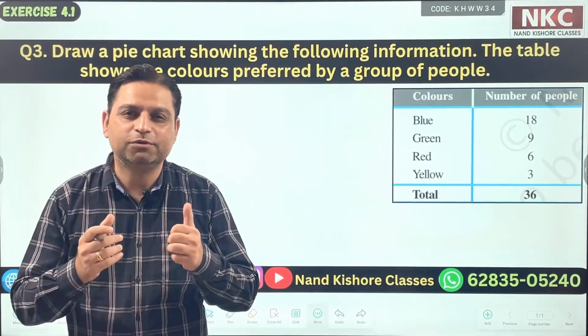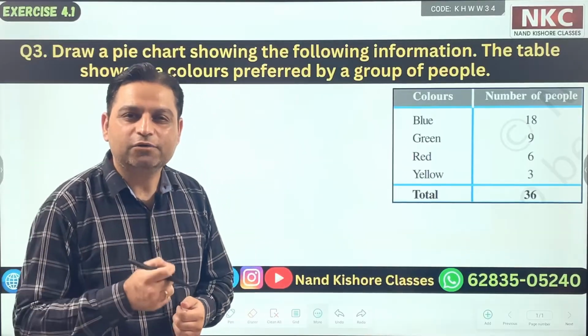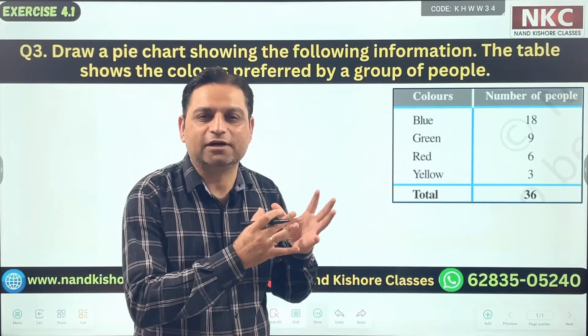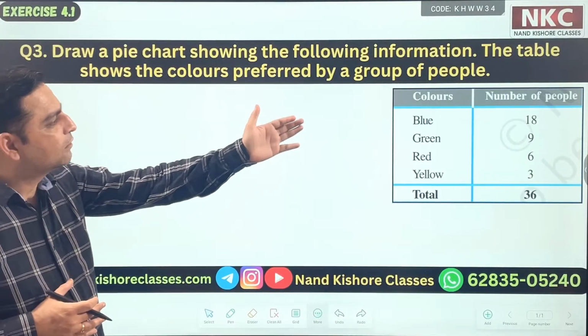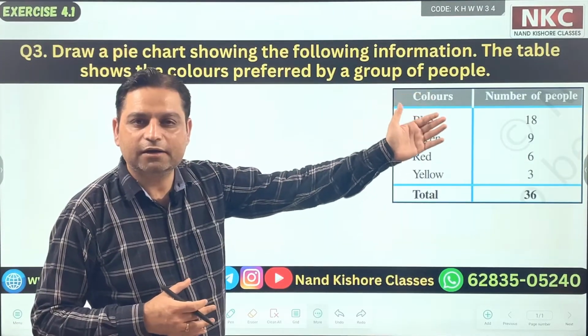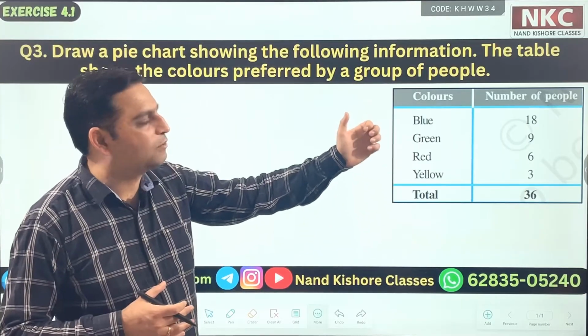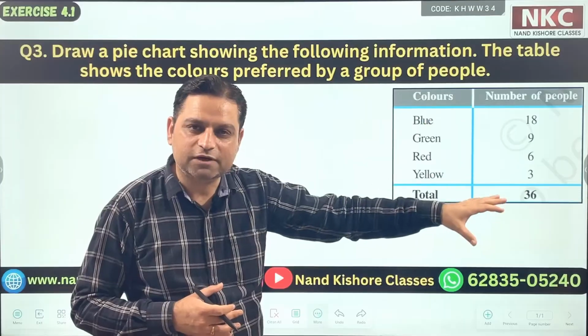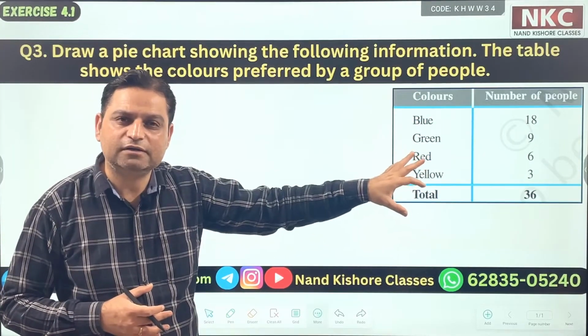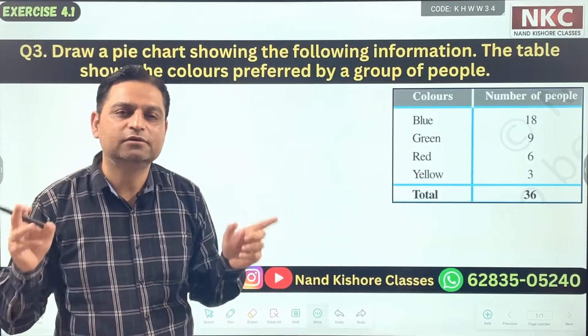Today's lecture is going to be very interesting because we are going to learn how to make a pie chart. See, this data is given to us, this table is given: blue color is preferred by 18 people, green color is preferred by 9 people, red color is preferred by 6 people. This type of data is given and we need to represent this data in the form of a pie chart.